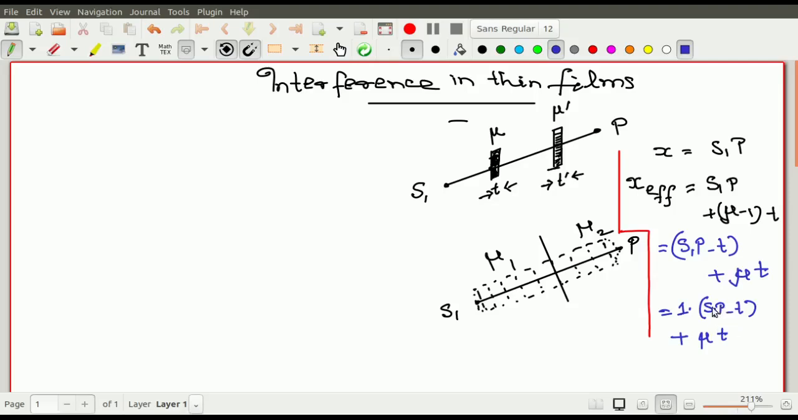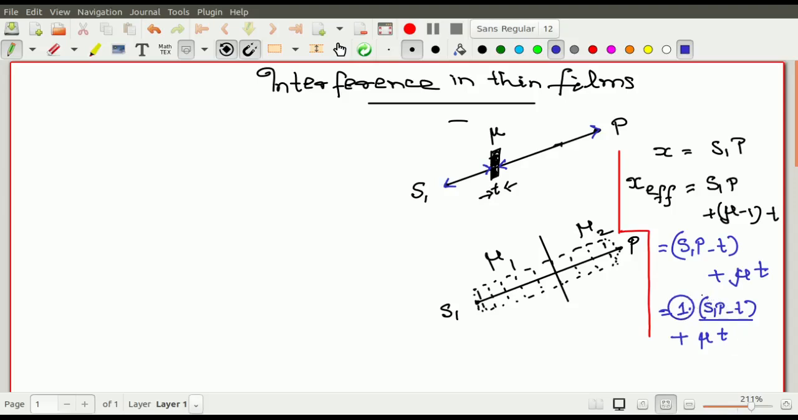So what does it actually mean? What is S1P minus t? Forget about this one. What is S1P minus t? It is the path from here to here, and minus t means this portion is excluded. So except this black shaded portion, the remaining path is S1P minus t. That is the path traveled in vacuum having refractive index 1.